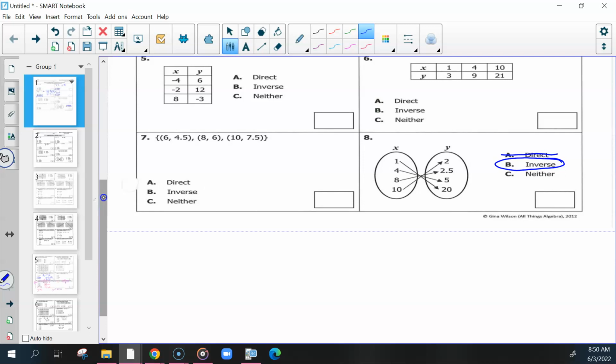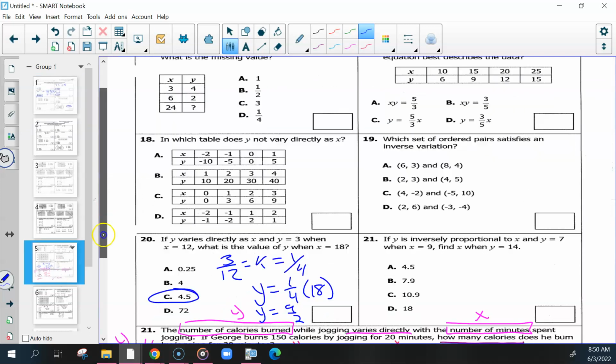How is this? You were talking about this one, go back to this one.